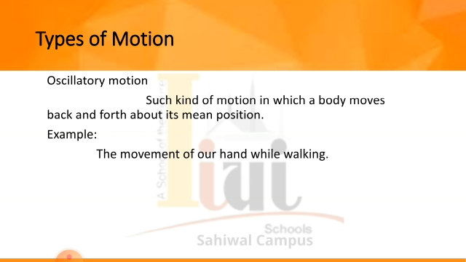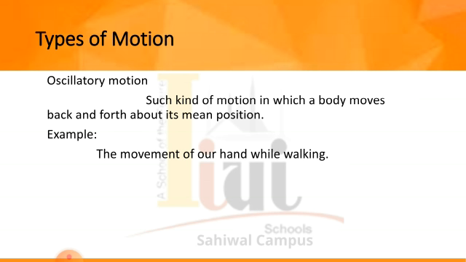The next one is oscillatory motion. Such kind of motion in which a body moves back and forth about its mean position. If a mean position is set and the body moves back and forth, this motion is known as oscillatory motion. Example, the movement of our hand while walking. While we are walking, the motion of our hand is also known as oscillatory motion. As we walk, our hands move back and forth. So this is known as oscillatory motion.